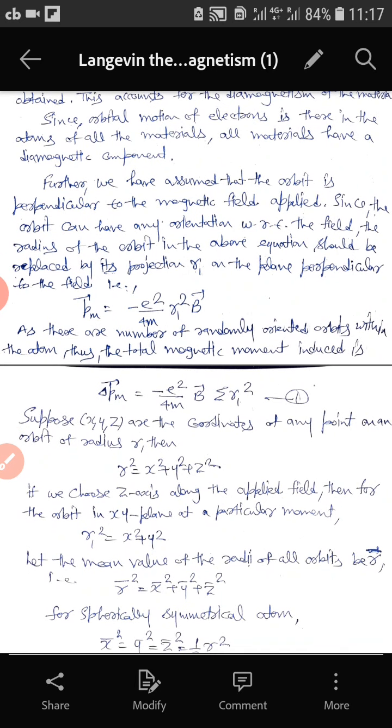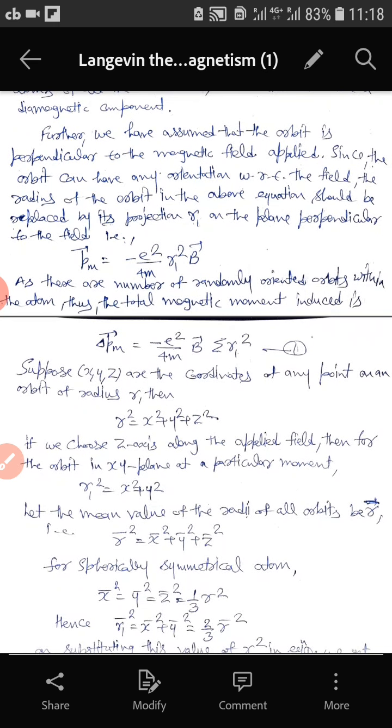Further, we have assumed that the orbit is perpendicular to the magnetic field. This is what we considered initially: the applied magnetic field is perpendicular to the current loop. Since the orbit can have any orientation with respect to the field, the radius of the orbit in the above equation should be replaced by its projection R1 on the plane perpendicular to the field.